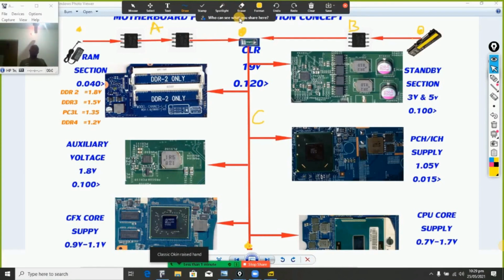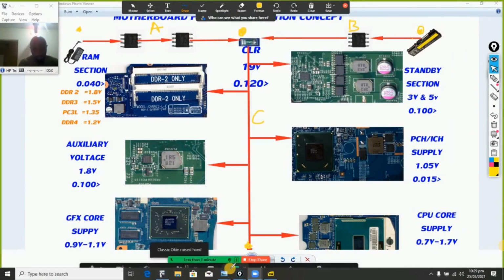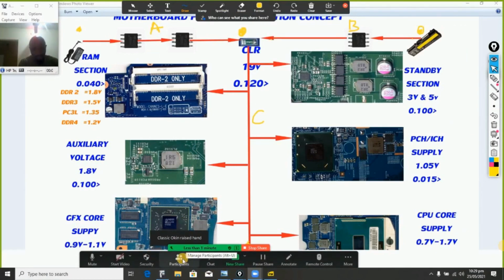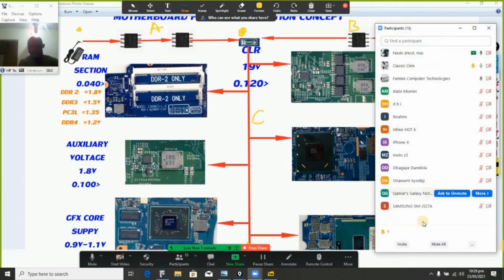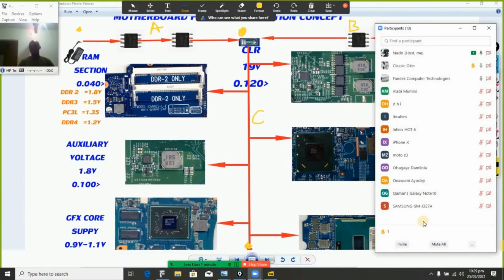We have less than a minute to round up the class. Clear, but it's better. Question.